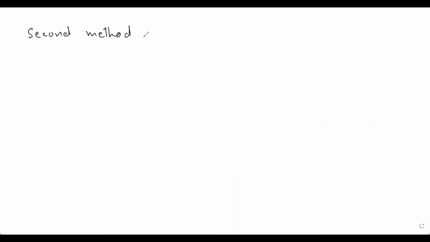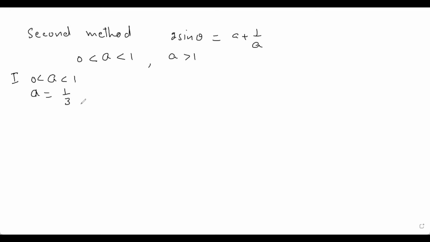Now I am going to write here second method of solving this sum. Now let 2 sine theta is equal to a plus 1 by a. Now we know value of a lies between 0 and 1 and a is greater than 1. Now there are two cases. Case 1 is if a lies between 0 and 1. Let the value of a is 1 by 3. Because 1 by 3 lies between 0 and 1.